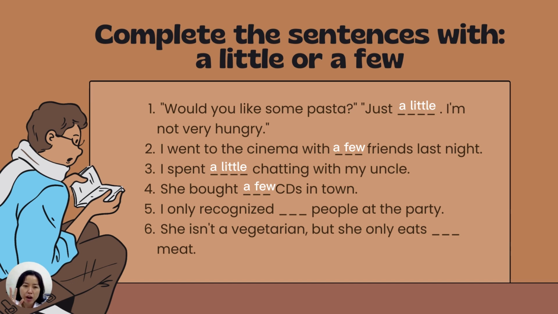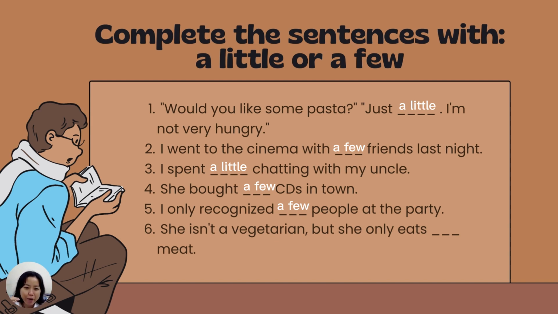What about number five? I only recognize blank blank people at the party. Which one is the noun here? Party? No, not that one, but the noun after the blank. People. Okay, is people countable or uncountable? They are countable. I only recognized a few people at the party. Very good. Number six. She isn't a vegetarian, but she only eats blank blank meat.